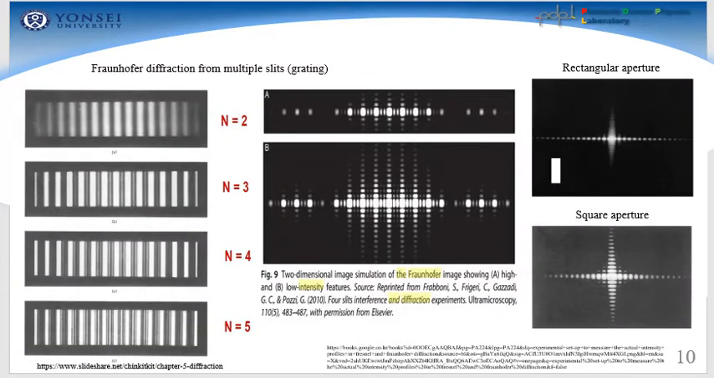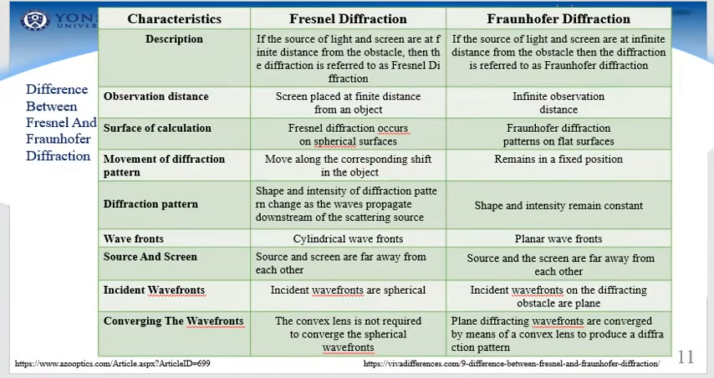Here are the diffraction patterns for multiple slits, rectangular, and square apertures. For multiple slits, the irradiance at point P from this diffraction pattern is given by the product of the diffraction pattern from a single slit and the interference pattern from the multiple slits. In fact, this is a combination of diffraction and interference.